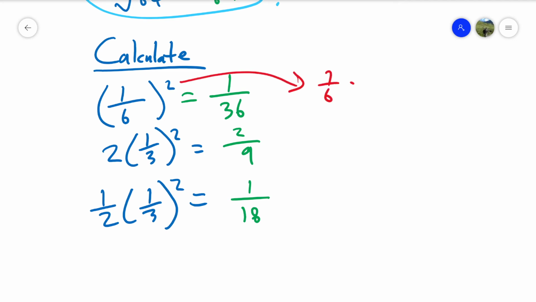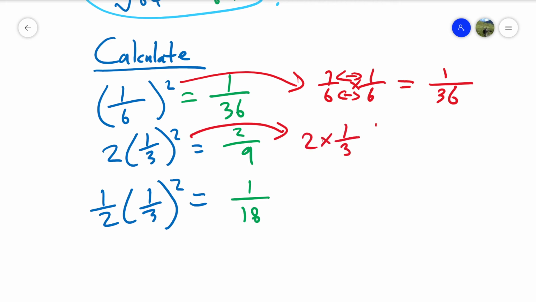That is 1/6 times 1/6, because that's what squared means. When you multiply fractions, you times the tops, so 1 times 1 is 1, and you times the bottoms, so 6 times 6 is 36. This one, you've got 2 times, and then 1/3 squared is 1/3 times 1/3.